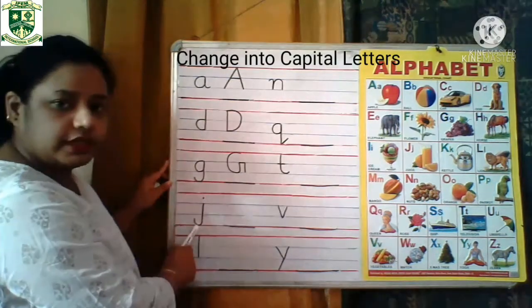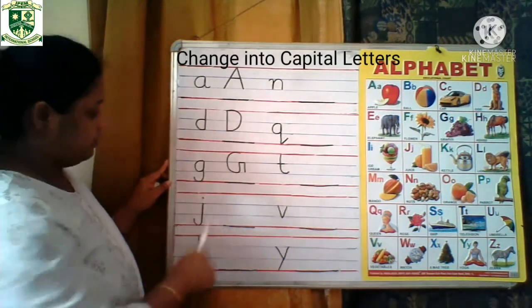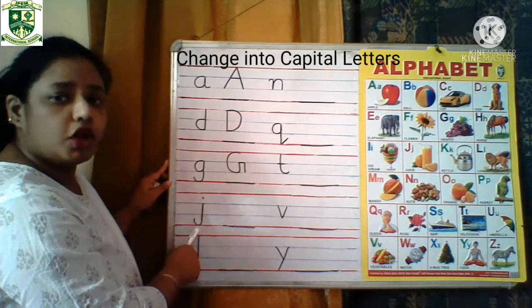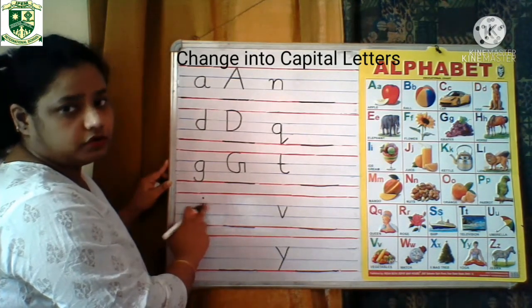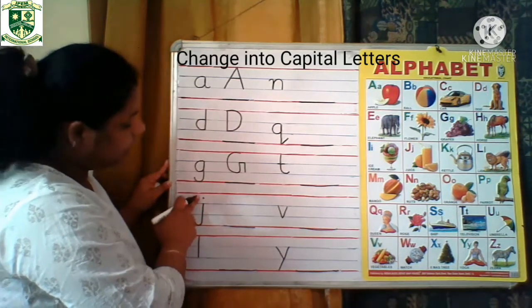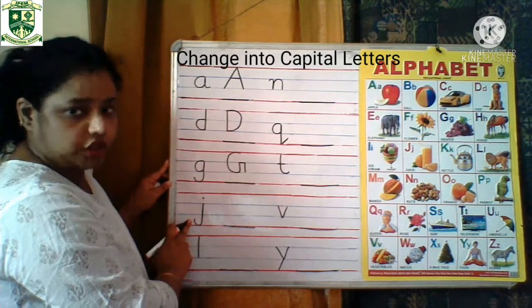Now what is this, children? Small j. Now remember, whenever we are making a small j, we are not going to make a sleeping line on top, okay? Only a dot will come. So this is a small j.